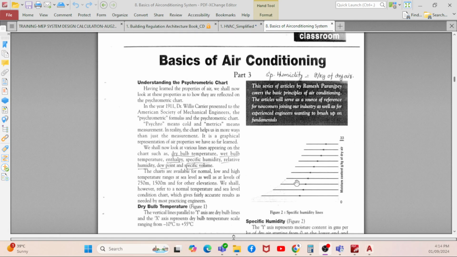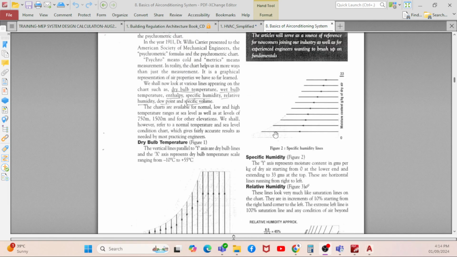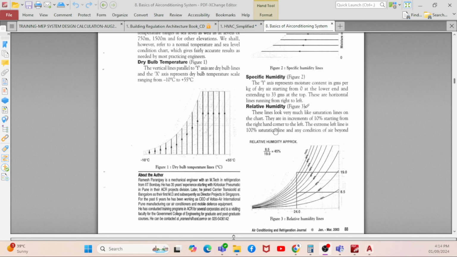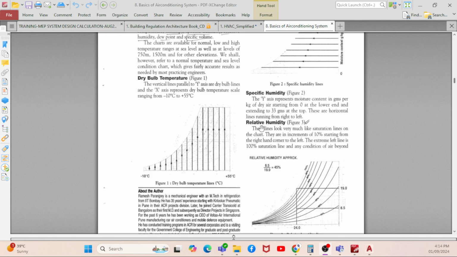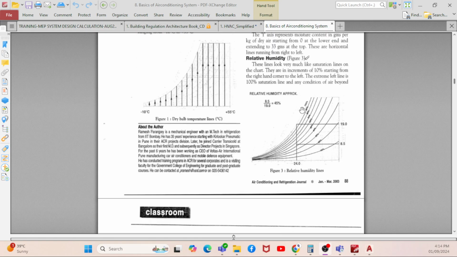Then understanding the psychrometric chart. I'm not sure whether you are using the psychrometric chart or not, but the psychrometric chart is very basic to understand the weather condition. Say for example, if you talk about any air, in what condition you will have mixing conditions like dry bulb temperature, then wet bulb temperature, then specific humidity, relative humidity. If you plot anywhere, you can find all the other values.